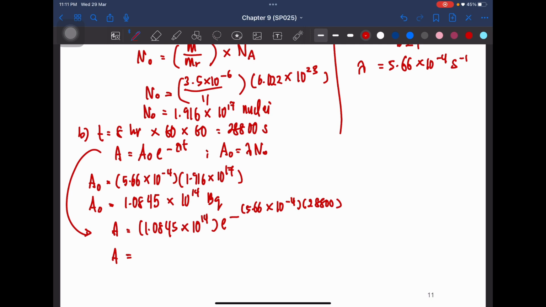Decimal point dia berbeza terus dapat line betul. But it shouldn't be an issue. So it's going to be 9.034 times 10 to the power of 6 becquerel.